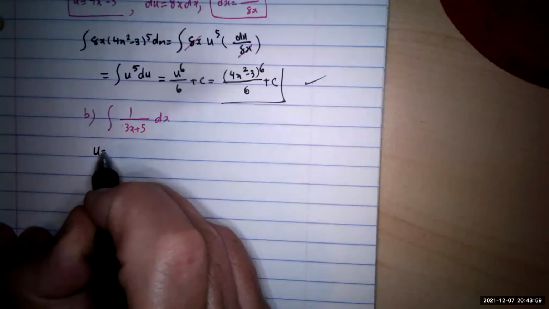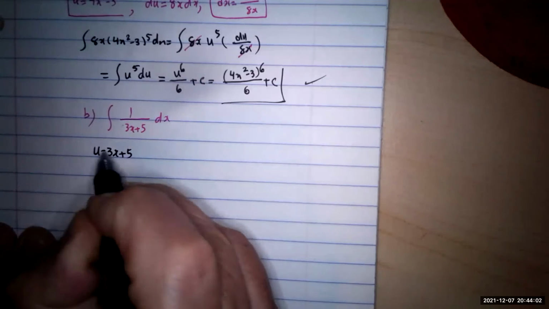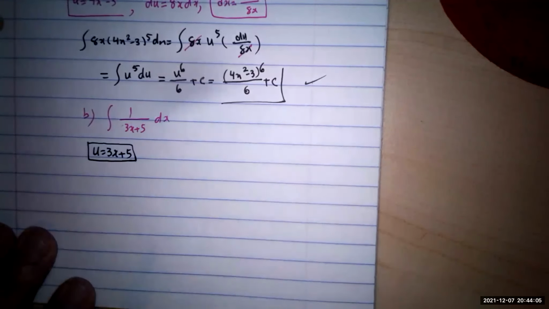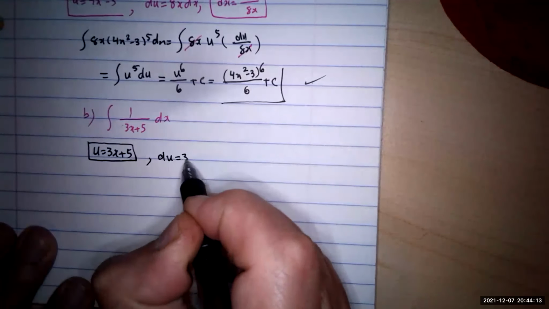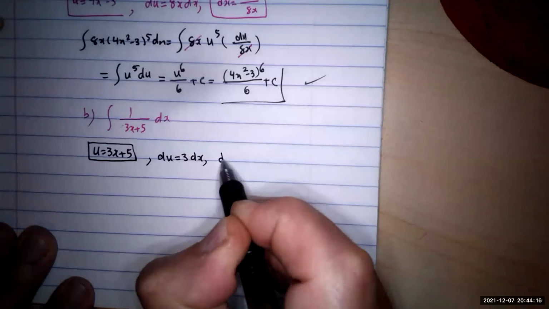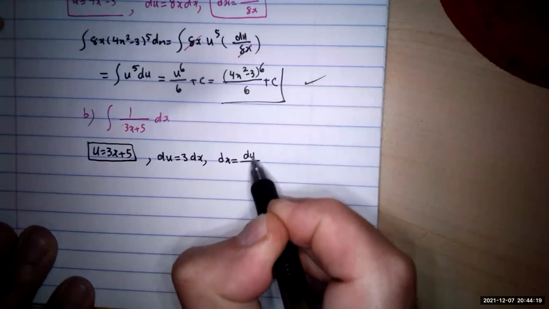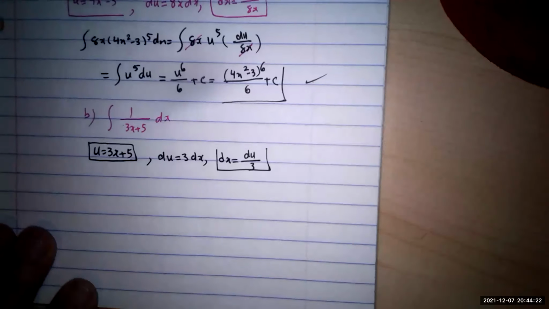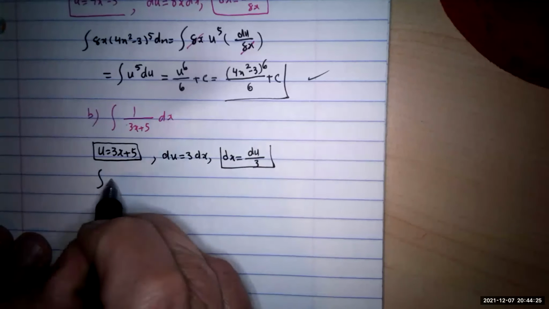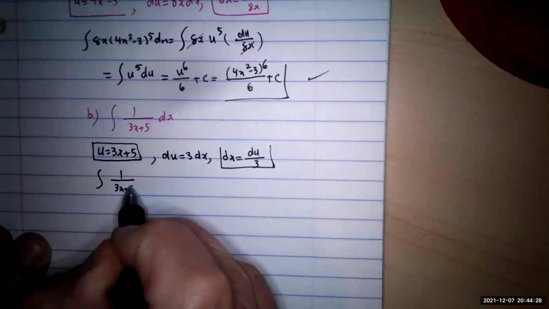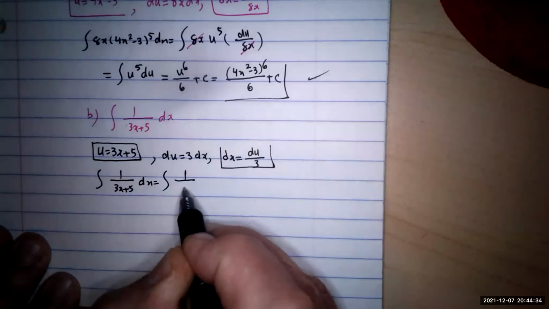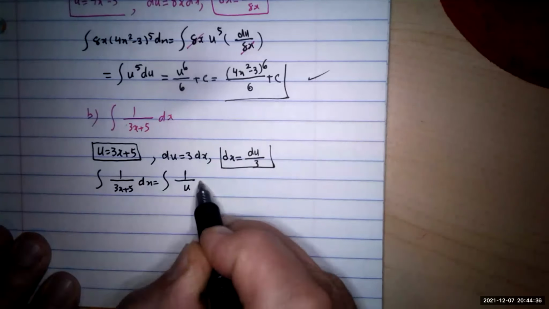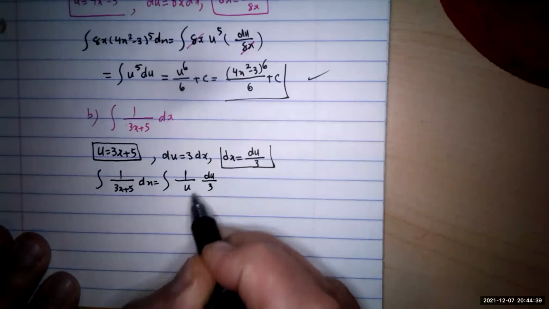You call this one u, as you must end up with 1 over u du. You take u to be equal to 3x plus 5. You substitute, and you must end up with 1 over u. That's the general method. Differentiate. The derivative would be 3 times dx. You find the dx. The dx would be du over 3. Go back, substitute. Originally you have 1 over 3x plus 5 dx. When you substitute, the 1 stays the same, 3x plus 5 is u, and the dx is the du over 3.